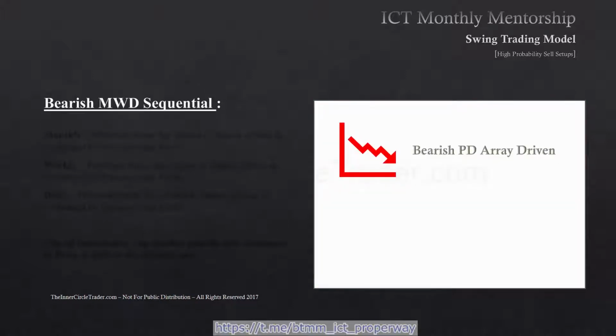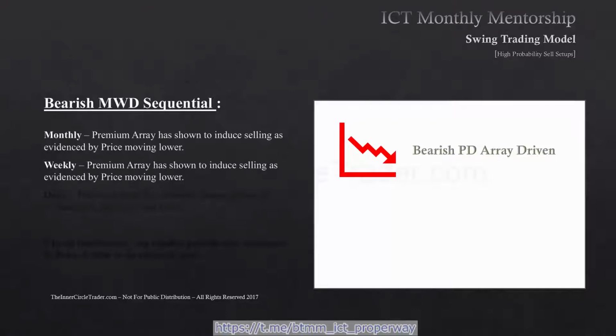The bearish monthly, weekly, daily sequential. On a monthly chart, premium array has shown to induce selling as evidenced by price moving lower. On a weekly chart, we see premium arrays showing the ability to induce selling, and it's evidenced by price moving lower. On a daily chart, a premium array has shown to induce selling as evidenced by price moving lower. So all three time frames, monthly, weekly, and daily, all showing a premium array driving price lower or resisting price.